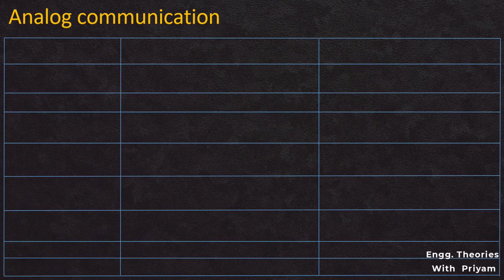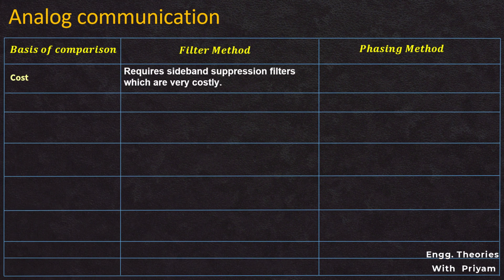In order to see the difference between these two modulating techniques, we will create a comparison table, and in this comparison table, the table contents are basis of comparison, filter method, and phasing method. Cost. The filter method requires sideband suppression filters, which are very costly. The phasing method requires wideband -90° phase shifters, which are not easy to realize.